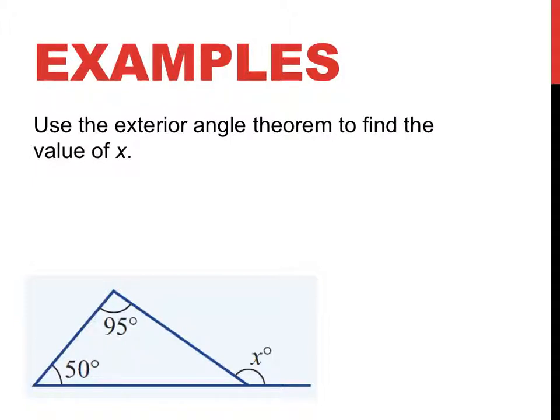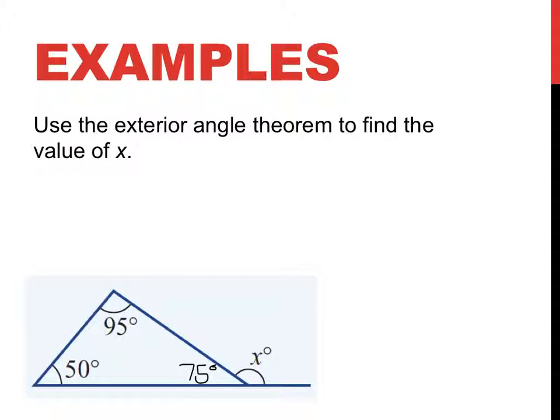Okay, the last kind of question that you might be asked to do is use the exterior angle theorem to find out the value of x. I'm not going to teach you what that is just yet. We're going to see if we can find another way. I know that the interior sum of the angles of a triangle is 180 degrees. So if that's 95 and that's 50, they're going to be 145 altogether. If they equal 180, that means this guy's going to have to be 35. Because 50 plus 95 plus 35 is 180.